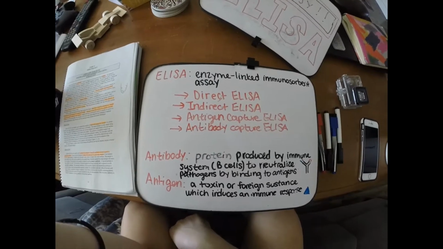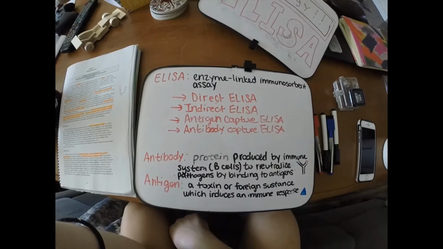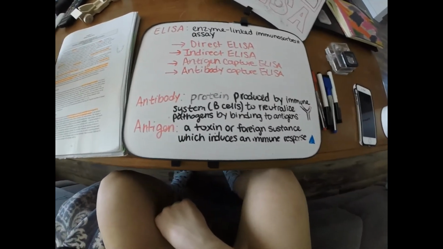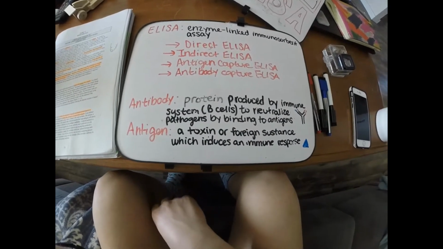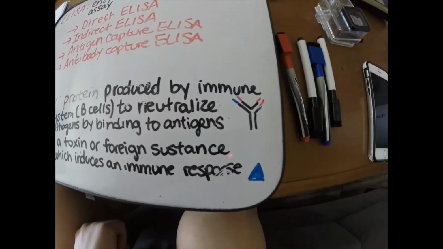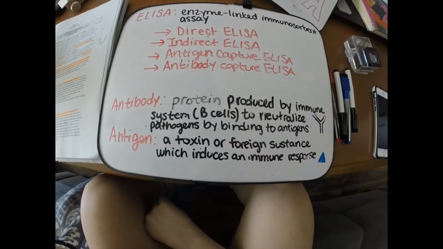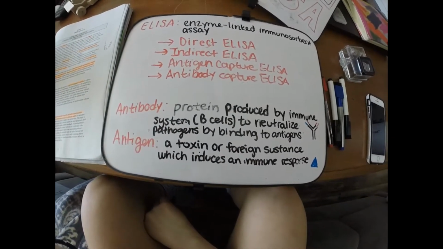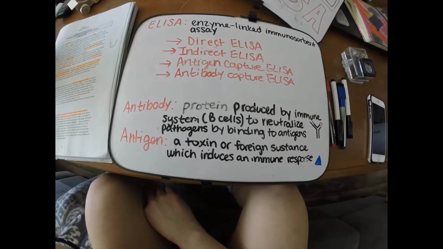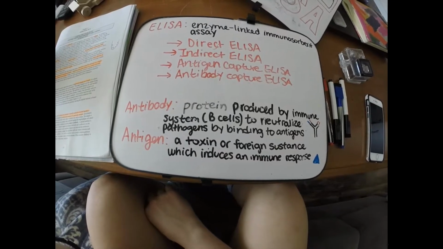Direct ELISA, indirect ELISA, antigen capture ELISA, or antibody capture ELISA. Other useful terms to know here are antibody and antigen. When we're talking about an antibody, if I draw it, it's going to be depicted by this Y-shaped little image right here. Essentially, an antibody is a protein that's produced by your immune system, or your B cells specifically, to neutralize a pathogen by binding to antigens.